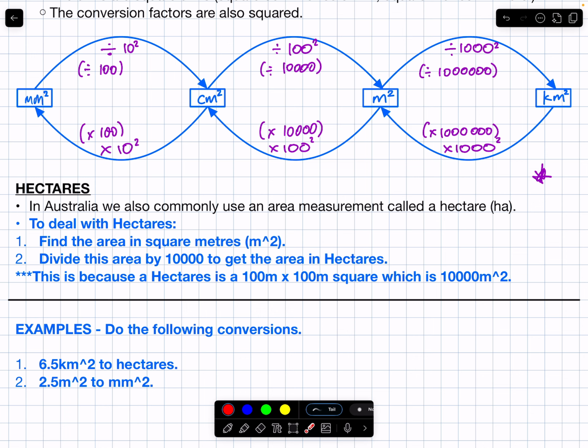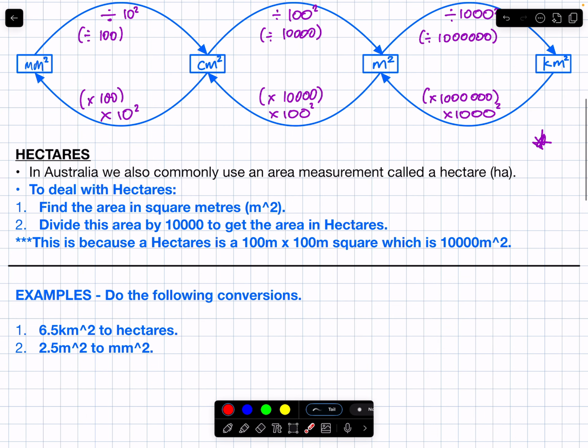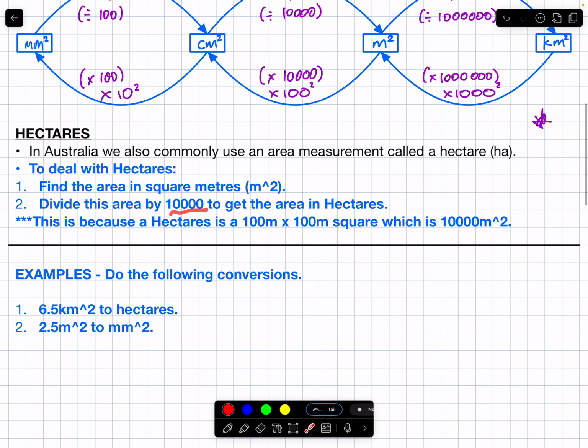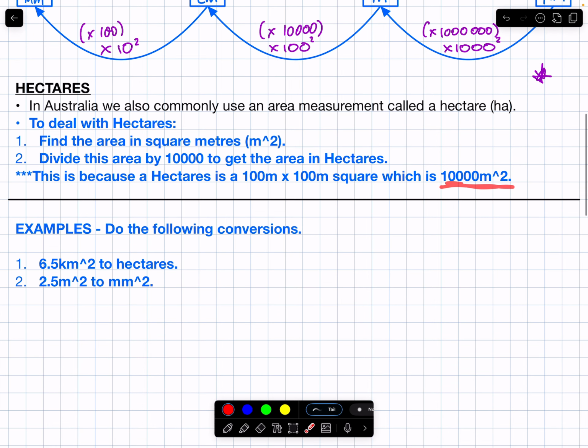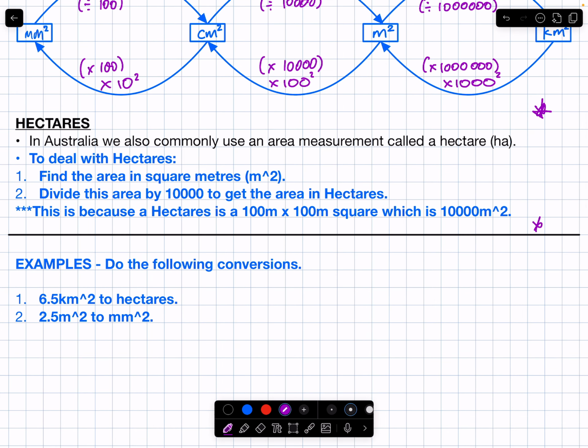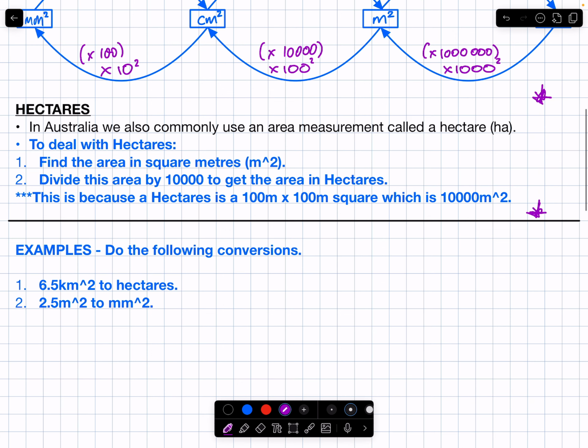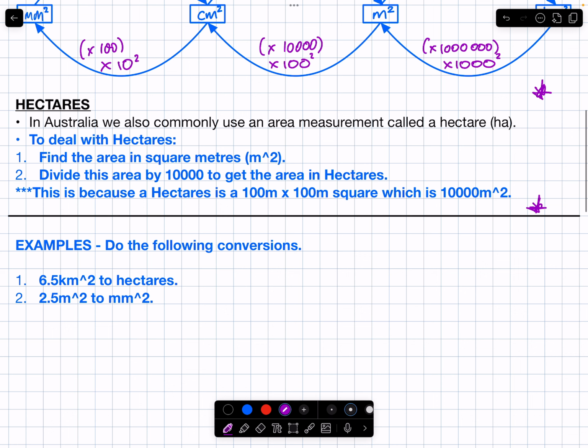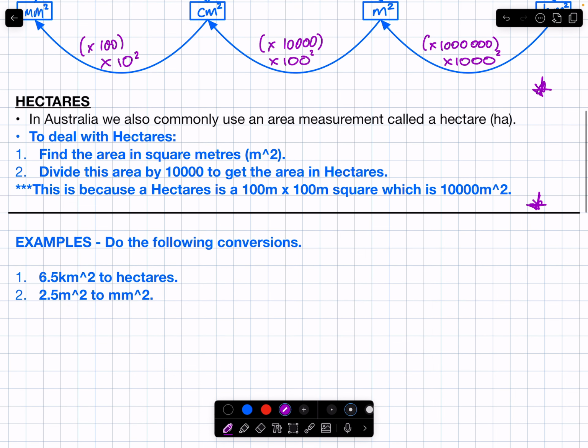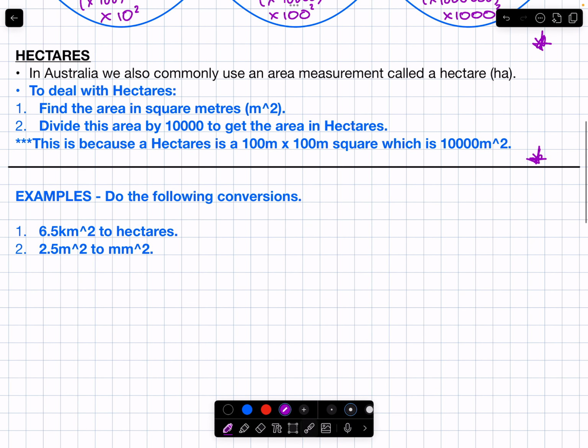The way I say to deal with hectares, find the area in square meters. How do you do that? You've got a flowchart. So find the area in square meters. When you've got that area in square meters, you divide the area by 10,000 to get the area in hectares. Why does this work? Because a hectare is a 100 meter by 100 meters square, which is 10,000 square meters. So that's where the 10,000 conversion factor comes from. So in the lesson, I would have given you time to write down. So if you're watching this video, pause here and get the way to deal with hectares down, please. I will move on and do examples.